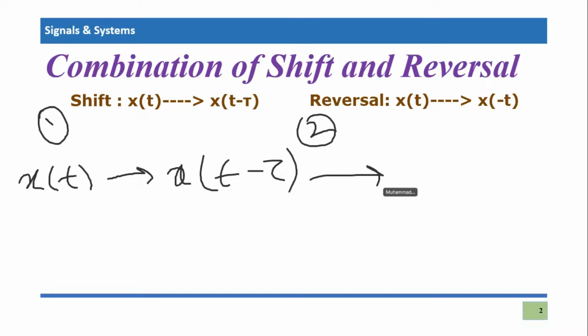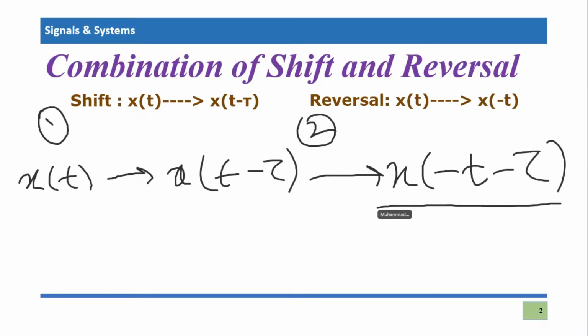That means t will be replaced with minus t. So the final result would be x of minus t minus tau. So this will be the final result, right?